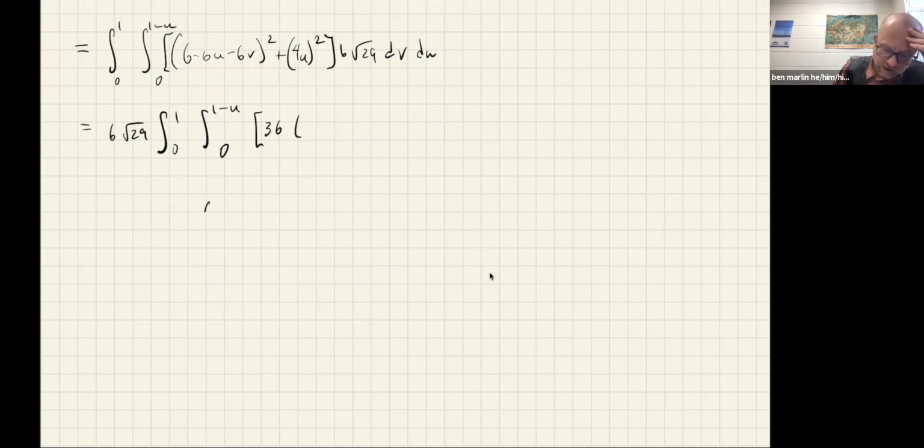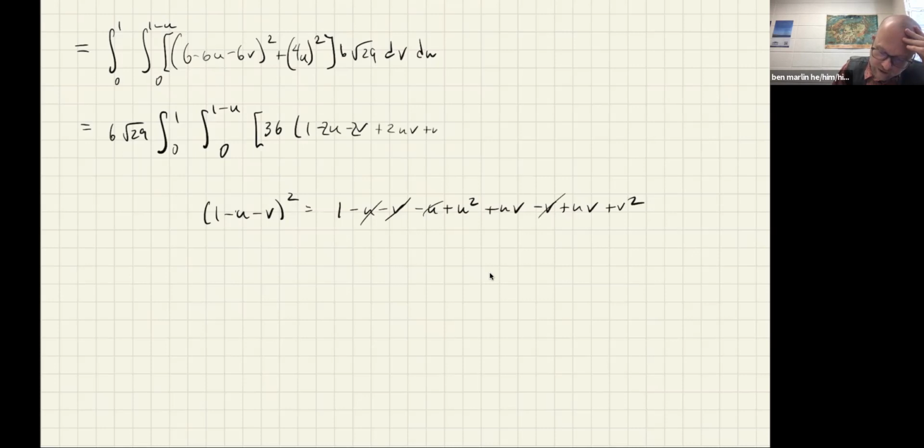So if I have 1 minus u minus v squared, I have to think about 1 minus u minus v, and then minus u plus u squared plus uv, and then minus v plus uv and plus v squared. I know that's terrible, but it has a 1 and a minus u and a minus v, and minus 2u minus 2v, and plus 2uv, and then plus u squared and plus v squared.